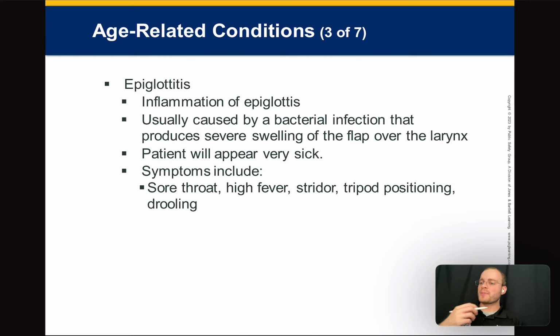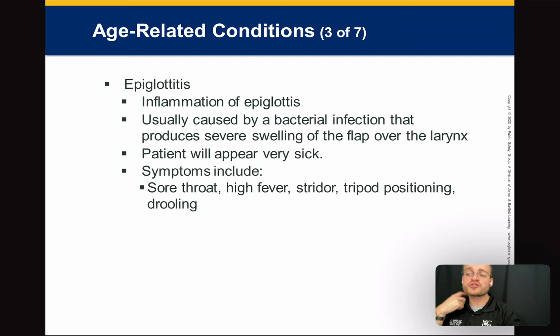So what happens is the epiglottis is that little flap that sits over our larynx. When we swallow, it covers up the hole to our vocal cords and our windpipe. It'll get swollen and infected from this bacteria, Haemophilus influenzae type B, and so it covers it up. Basically it becomes so inflamed. The hallmark of this: sore throat, high fever, stridor, right? Upper airway stridor. Tripod positioning, we know what that looks like. A lot of times they'll even be in the sniffing position, and drooling.